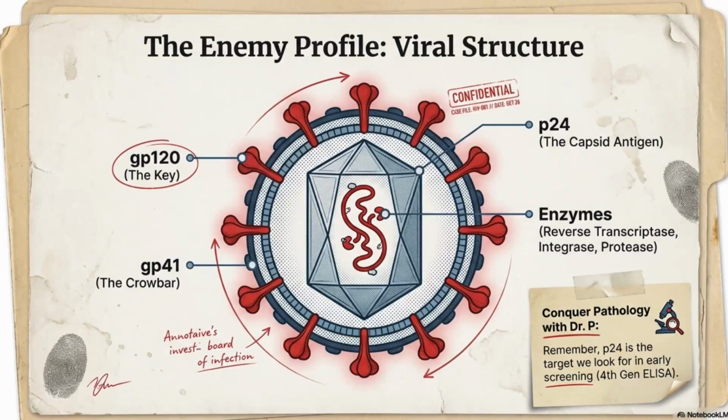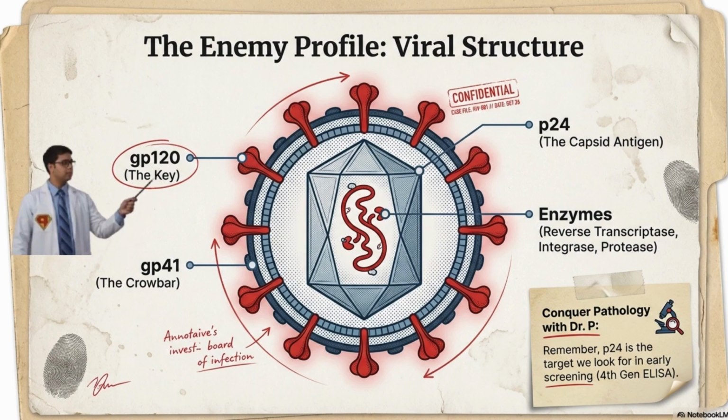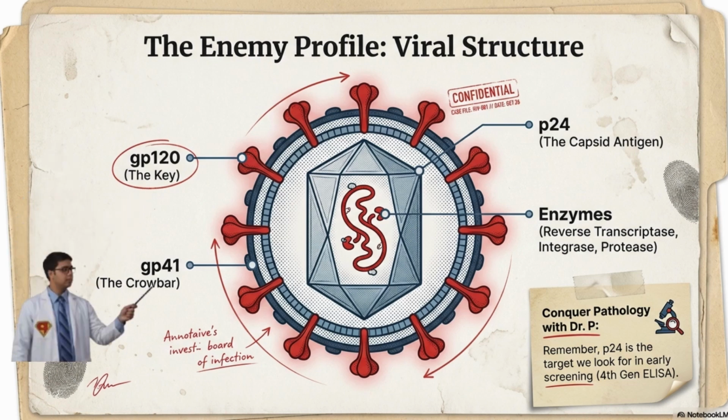First, we need a description. Here's the enemy profile. We are looking for a retrovirus with a very specific toolkit. Look at the surface proteins. GP120. This is the key. It picks the lock on your immune cells. GP41. This is the crowbar. It pries the cell open for entry.